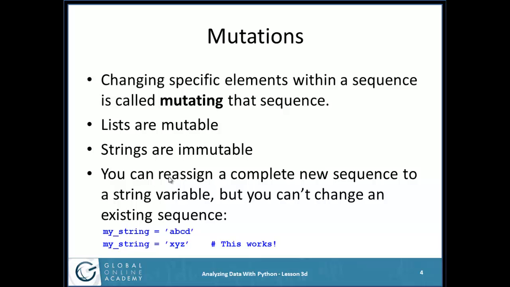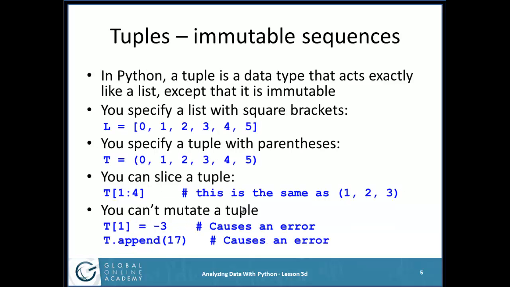This is an example of what's called in Python a mutation, or the property of mutability. Changing specific elements within a sequence is called mutating that sequence. Lists are mutable, strings are immutable. You can reassign a complete new sequence, but you can't change an existing sequence. So my string equals ABCD, perfectly legal to say my string equals XYZ afterwards. I can't go my string square bracket 0, 1 equals quote DC. I can do something like that with lists, not strings.